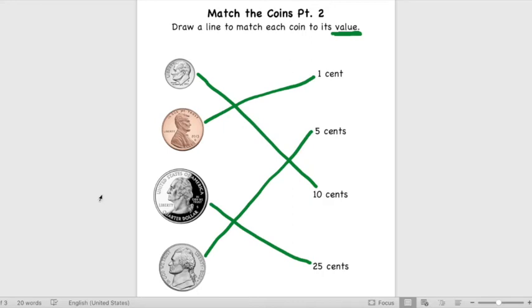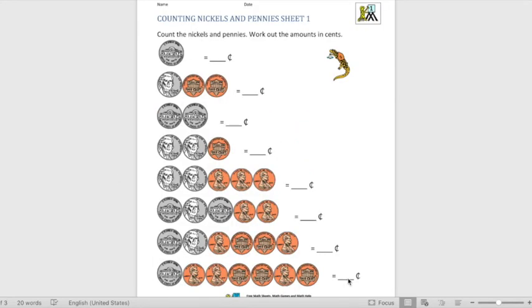Good job matching your coins. Next, we'll practice some counting. Counting coins. On this worksheet, we're only going to count nickels and pennies. Remember, nickels are worth 5 cents, and pennies are worth 1 cent. So we're going to be adding 5s and adding 1s. These silvery gray coins are the nickels, and they're worth 5. And the goldish orange coin is the penny, and it's worth 1. So let's count the nickels and pennies.